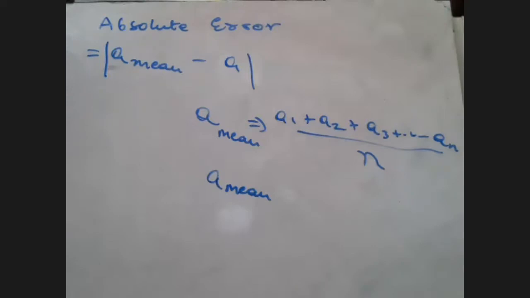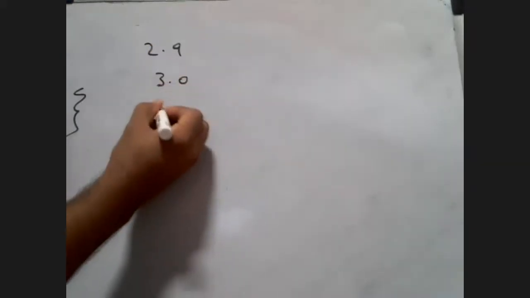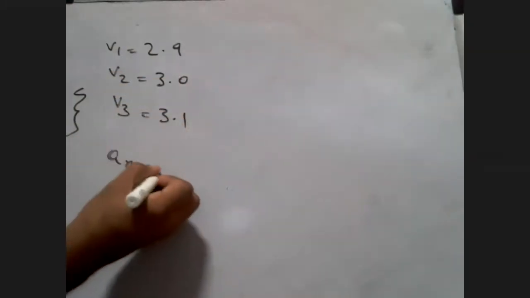Very easy. For example, let's take an example. Suppose I measure something 3 times, and I have got the following values. The first value is 2.9. Then I took 3.0 and 3.1. Let's call these values value 1, value 2, and value 3. Now, if I have to find out the A mean, that is V1 plus V2 plus V3 upon 3.